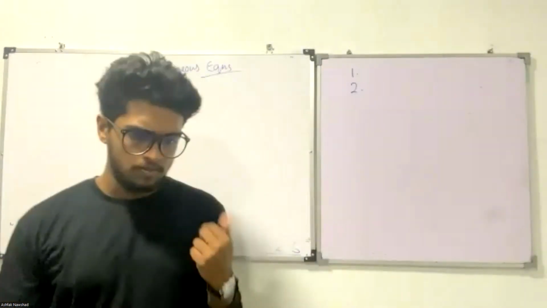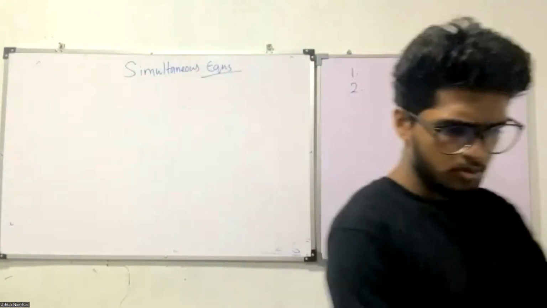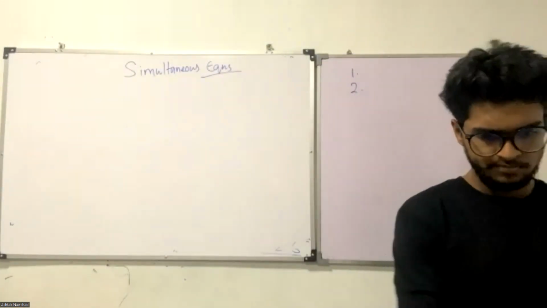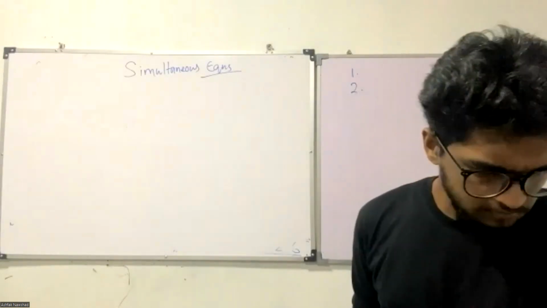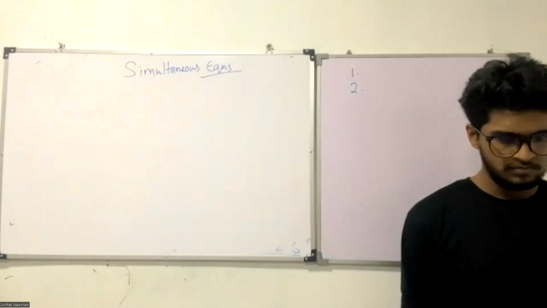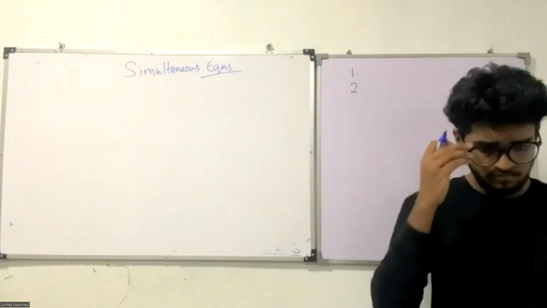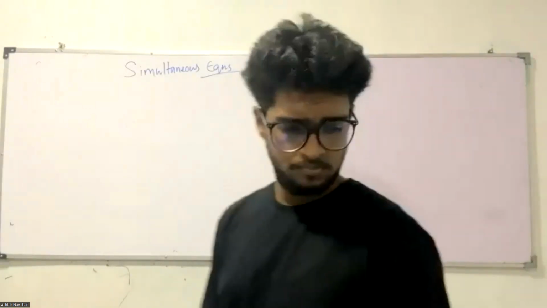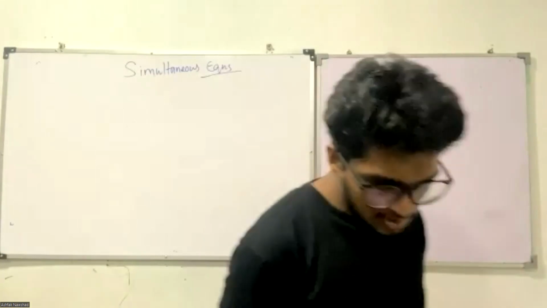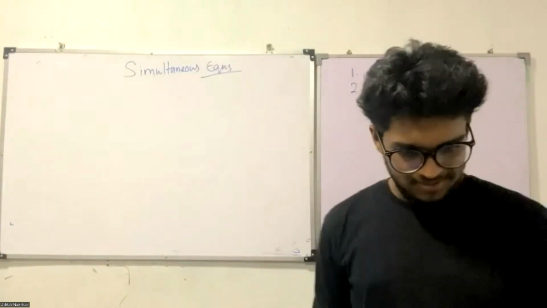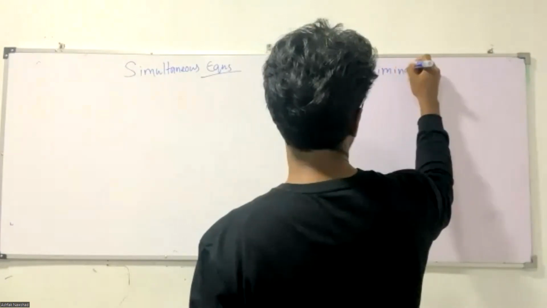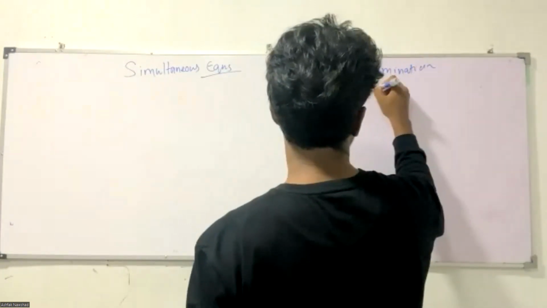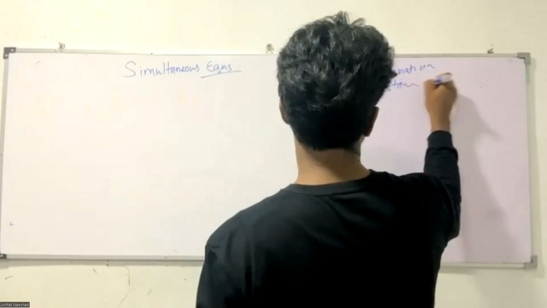There are two ways to solve a simultaneous equation. Two methods. What are those? We did yesterday. Exactly. It's elimination and substitution.